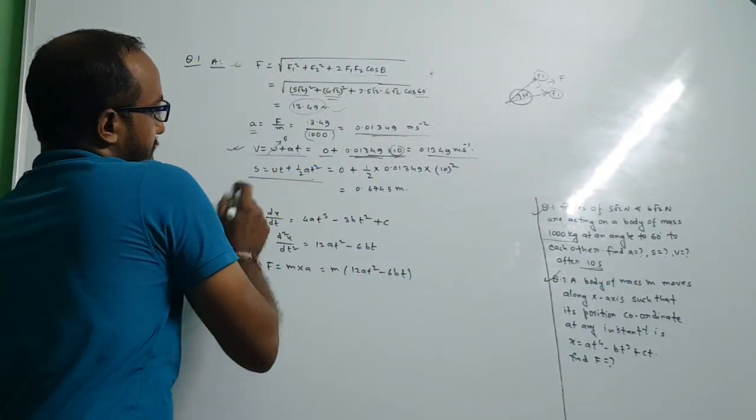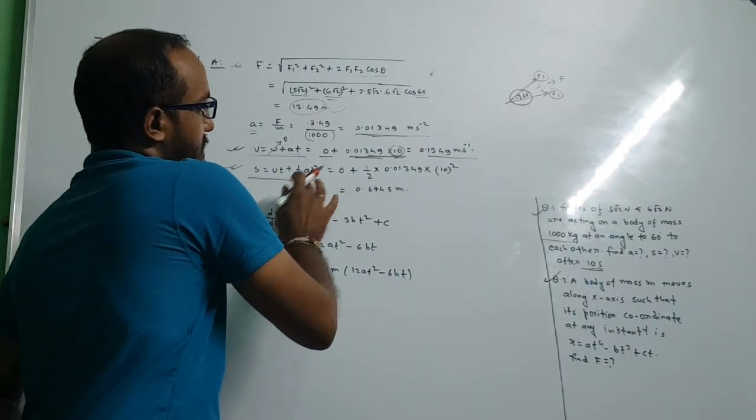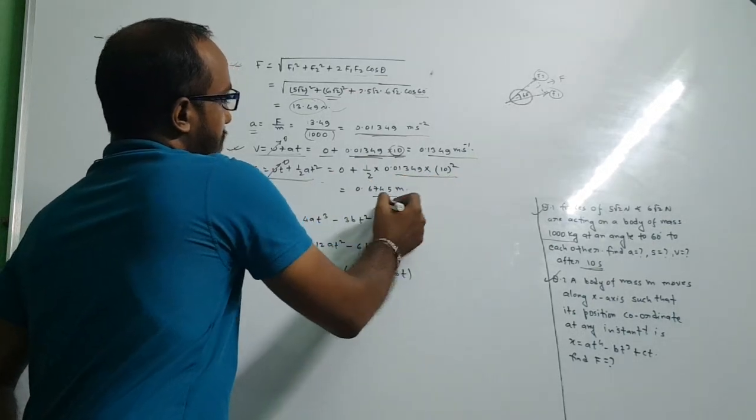S is equal to displacement S. Second kinematics equation: S is equal to ut plus half at square. u is 0 here, initial velocity 0, so half a t square, you will get the answer.